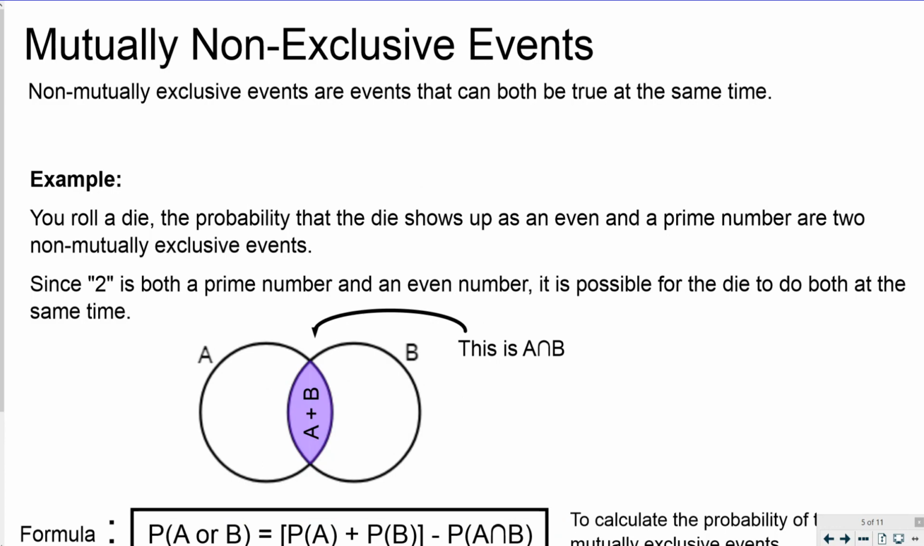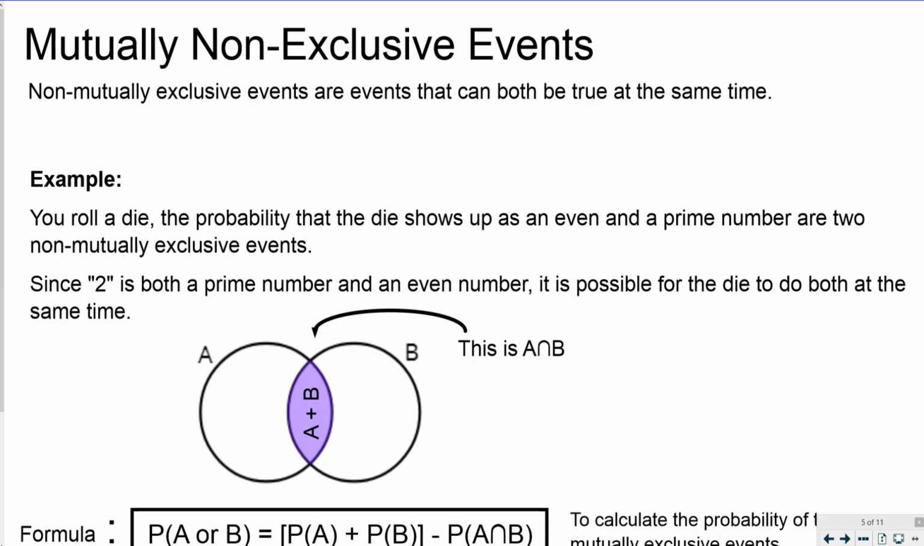Non-mutually exclusive events are events that can both be true at the same time. For example, you roll a die. The probability that the die shows up as an even and a prime number are two non-mutually exclusive events, because 2 is both prime and an even number. It is possible for the die to come up both even and prime.